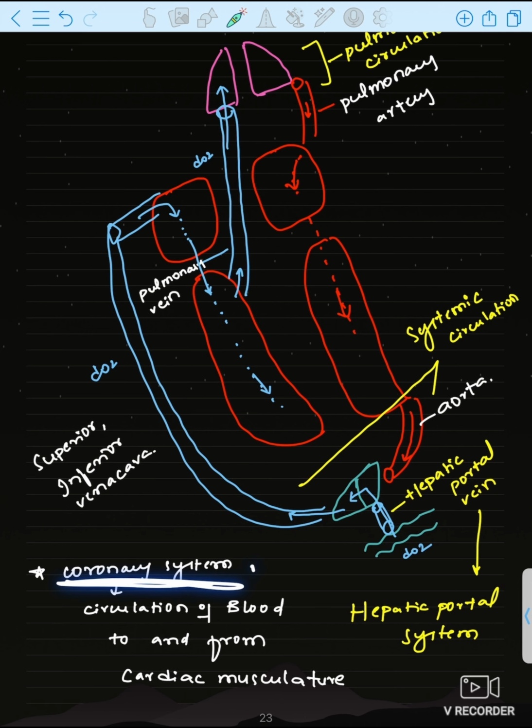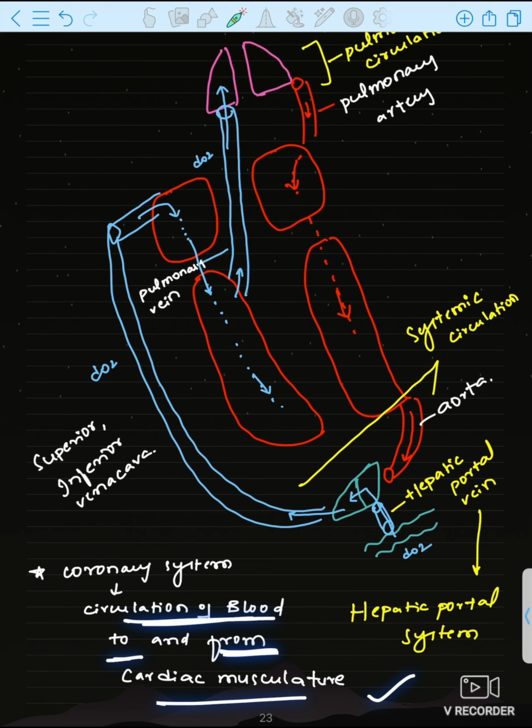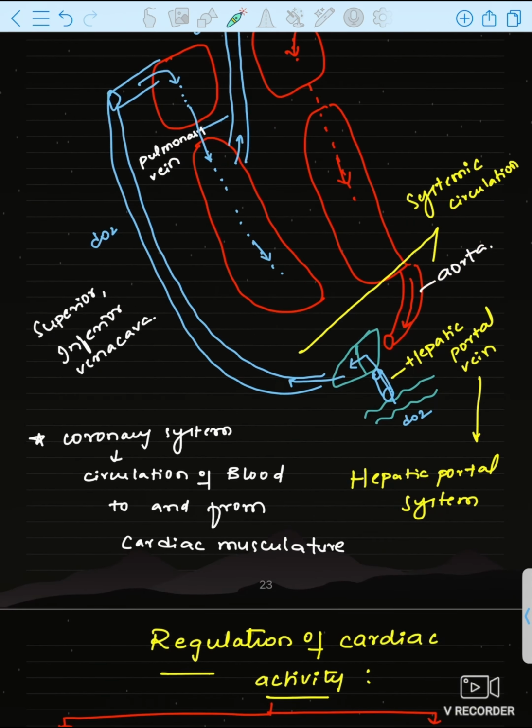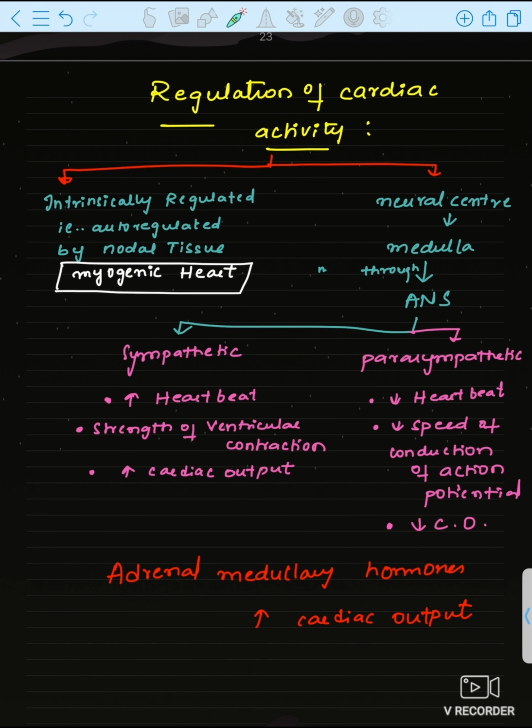See, a special coronary system is present in the heart, in which arteries originate from the heart and supply to the heart. Special system, circulation of blood to and from cardiac musculature. This is called double circulation. Now let us learn about the regulation of cardiac activity. See, cardiac activity is intrinsic only. It generates its own action potential by nodal tissue, auto-regulated intrinsically.